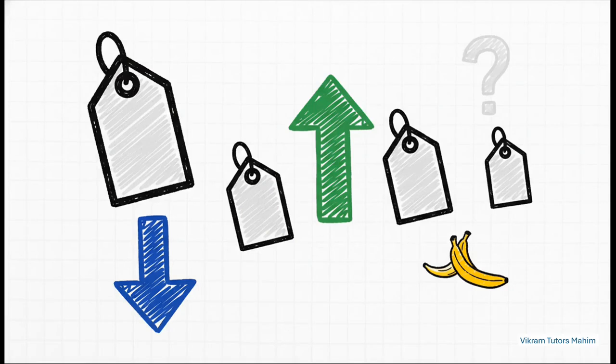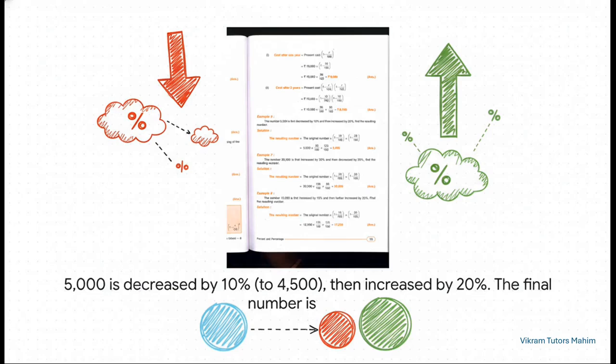But here's where things can get a little tricky. What happens when you have more than one percentage change, one after another? Like a price goes down, and then that new sale price goes up. This is a super common trap that lots of people fall into. Let's walk through this carefully.